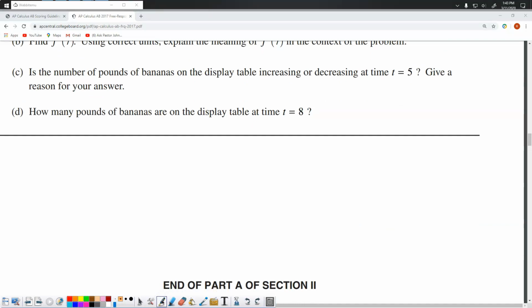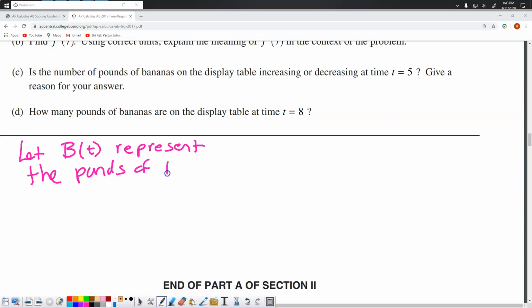So usually in class, what we've been doing that's kind of relevant to this is, well, first of all, let's make up a new variable. We're going to call it b of t to represent the pounds of bananas at time t. So I'm creating a new variable. So I'm going to define it before I begin. Now, don't write this down because it's going to be a little bit different.